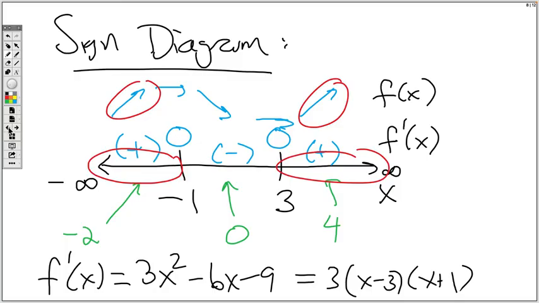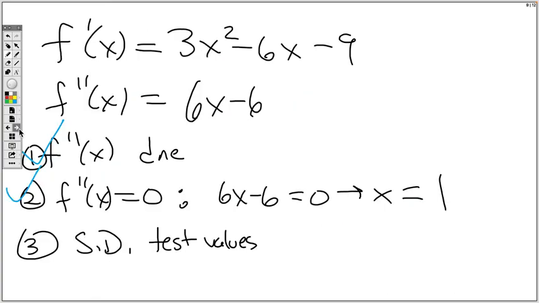Decreasing. Once again, we go back to the first derivative. Where is it decreasing? Between what? -1 and 3.